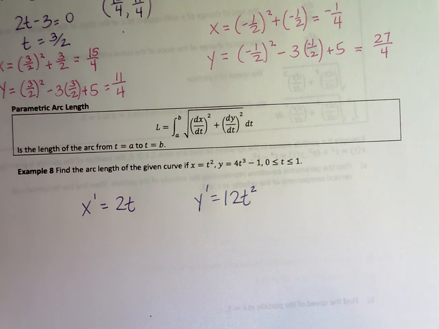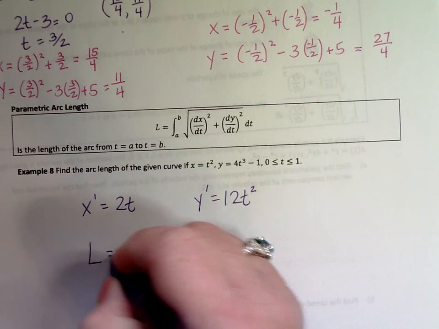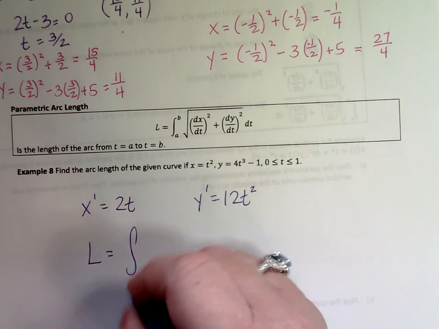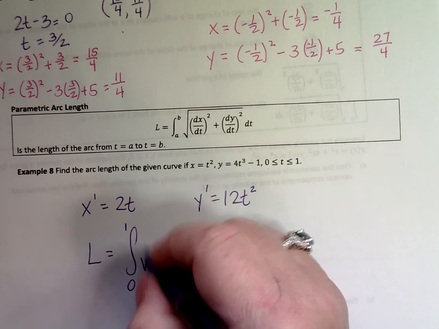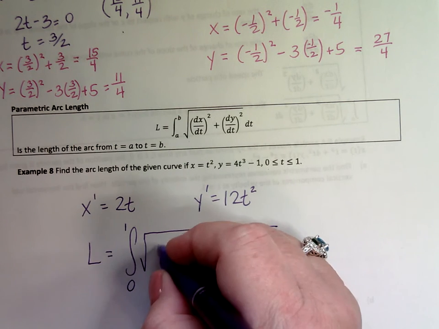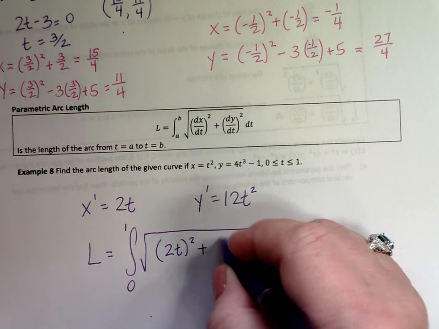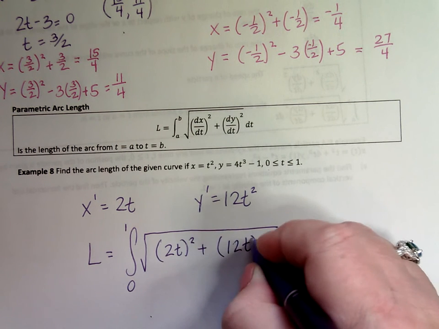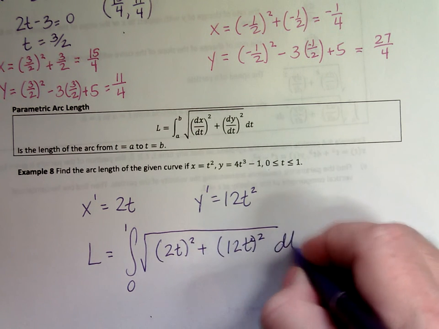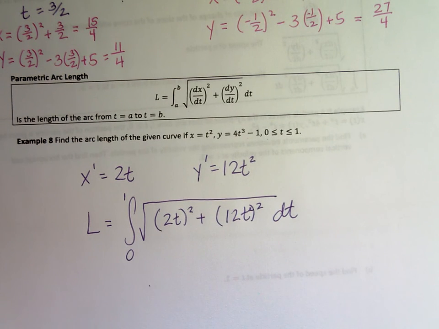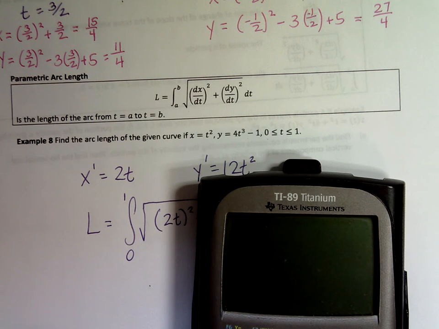So I'm going to set it up. My arc length equals the integral from 0 to 1, they said. Okay, 0 to 1. Big old square root of x prime squared, 2t squared, plus y prime, 12t squared, squared, with respect to t. And so what you're going to do is go into your calculator and literally figure out that integral. Now, I'm not going to go into the calculator and necessarily do that. I'm going to tell you the answer again because I don't want this to be a 2-hour video.